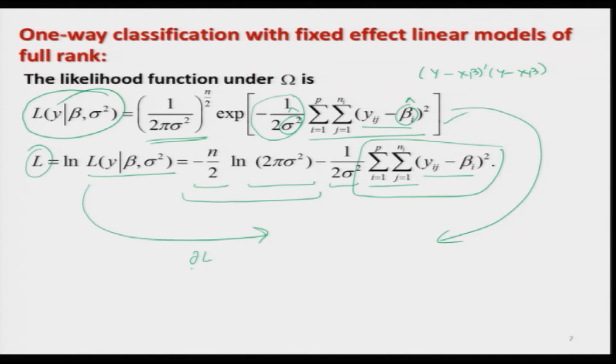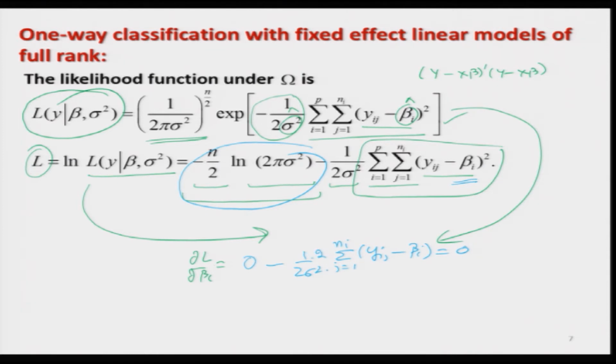Suppose you are trying to differentiate with respect to beta I, then what will happen here? This part is independent of beta I. So, this will become 0 minus 1 over 2 sigma square, and now you can see you are trying to differentiate only with respect to beta I. So, what will happen here? You will get only the summation j goes from 1 to ni, y I j minus beta I equal to 0, and then this 2 will come over here, right.